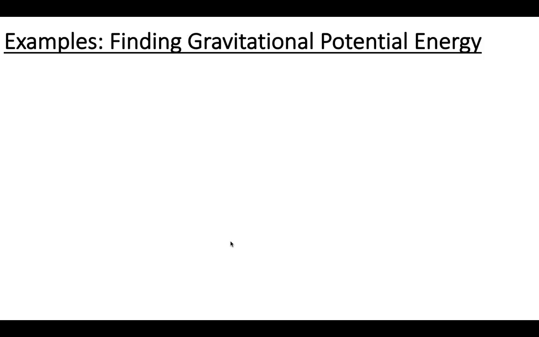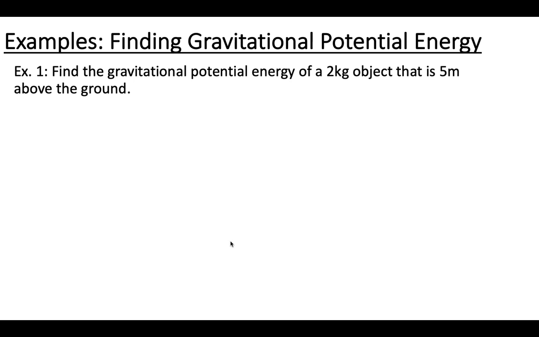Okay, so let's do a couple examples. I got 4 examples, and we're done. So finding gravitational potential energy. For these first 2 examples, we're just going to plug in and find the gravitational potential energy. So for example 1, I want to find the gravitational potential energy of a 2 kilogram object that is 5 meters above the ground. So here's our gravitational potential energy equation. GPE equals mgh, m times g times h.